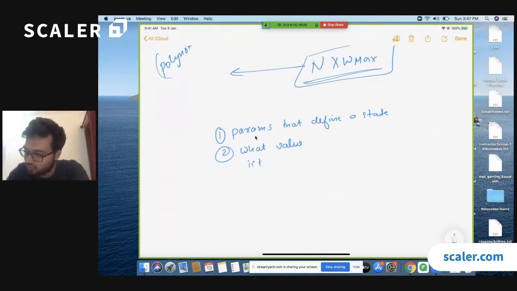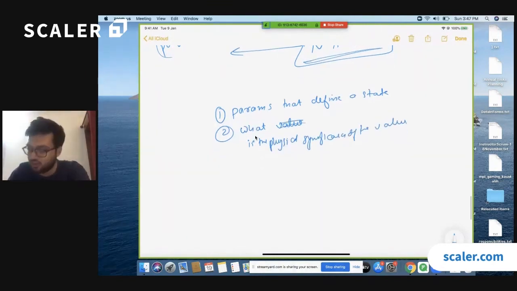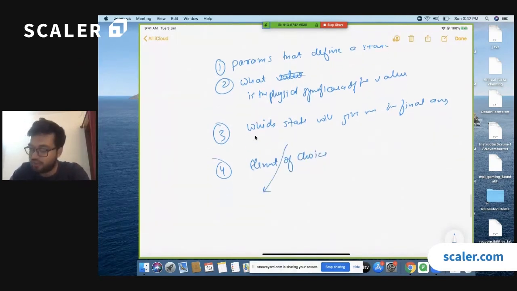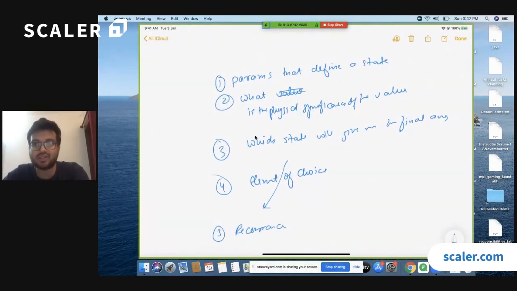Once we know that, we can figure out which state will give me the final answer. And then you can figure out what is the element of choice that you have, right? At every step, what is the element of choice? And using this element of choice, you can build the recurrence relationship. So let's try to answer these questions and see how we can solve this question.